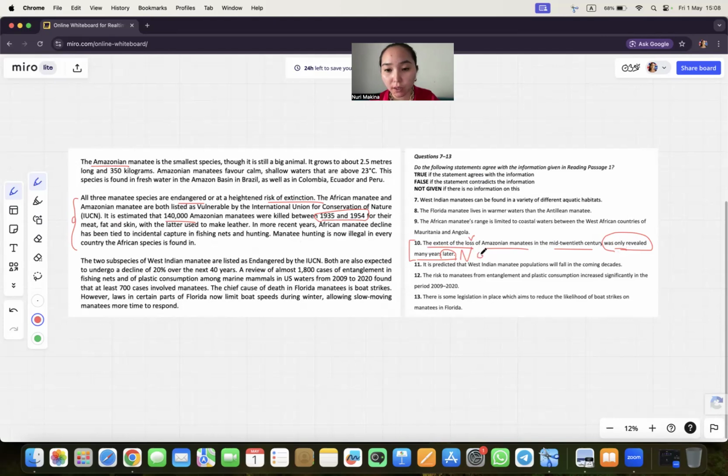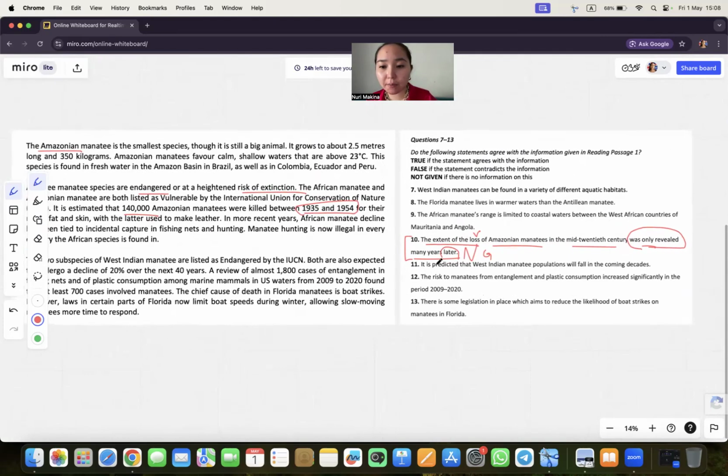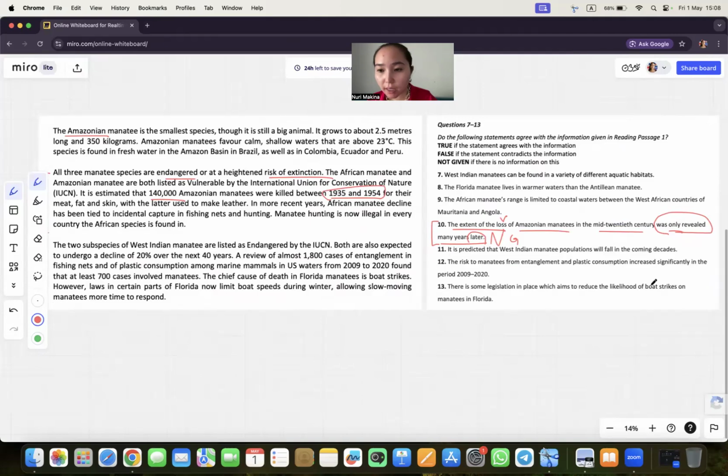Okay, so yay. Next one. 11. It is predicted that West Indian manatee populations will fall in the coming decades. Predicted, the keyword.